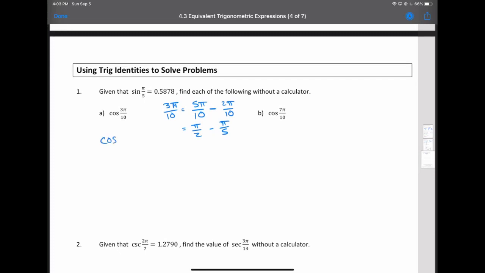So cos theta, or cos 3 pi over 10, is equal to cos of pi over 2 minus pi over 5. Well, that's pi over 2 minus theta, and that's equal to sine theta. And lo and behold, we're told in the question that that's equal to 0.5878. So there we managed to do it. I never picked up a calculator, and even if I had, I don't think it would have helped me any.